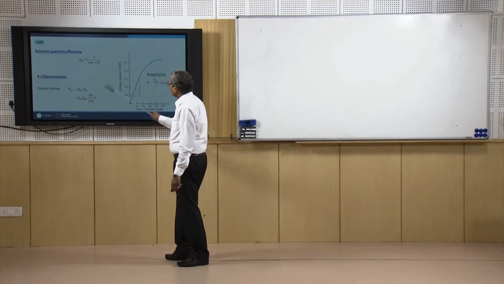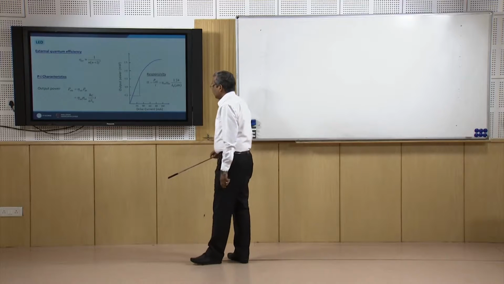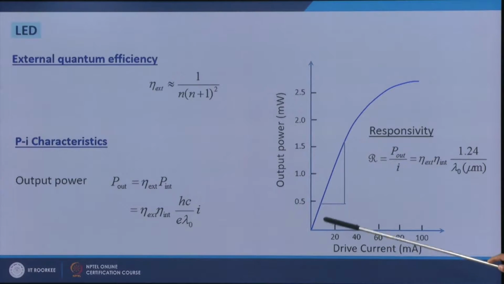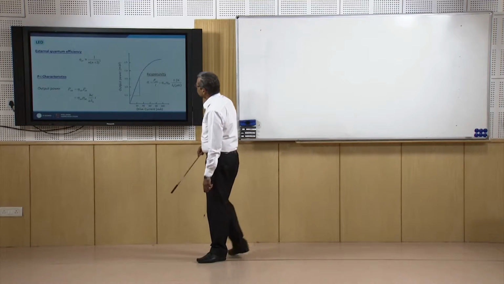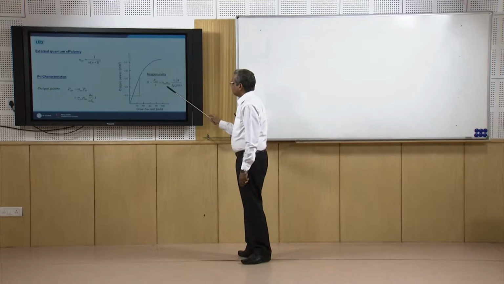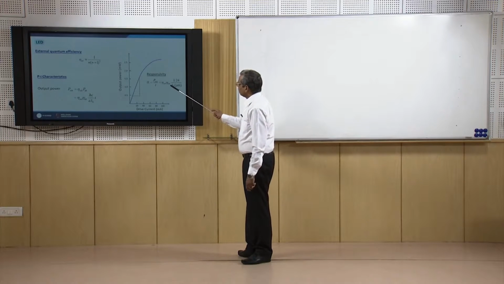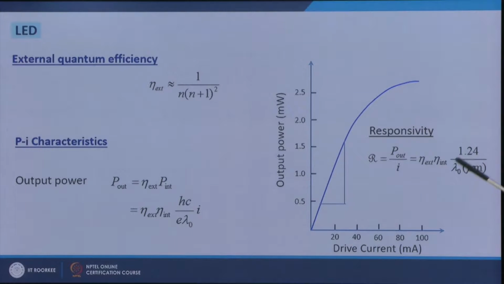If I plot this output power as a function of drive current I, then it follows this kind of behavior, and this behavior is characterized by responsivity, which is nothing but the slope of the curve in the linear region, and it is given by eta external times eta internal times 1.24 over lambda naught in micrometer.